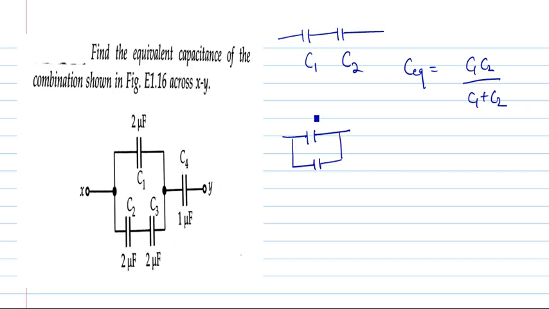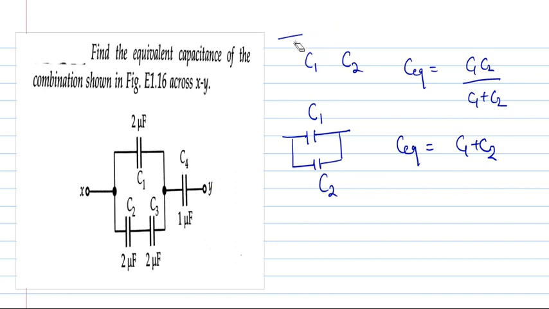that is, if two capacitances are connected in this manner, here the capacitance of this is C1 and here the capacitance value of this is C2. So C equivalent will be equal to C1 plus C2. So this was the basic concept that will be used to solve this numerical. This numerical says: find the equivalent capacitance of the combination shown in the figure across the terminal xy. So here, across the terminal xy, we have to calculate the equivalent value of the capacitance.